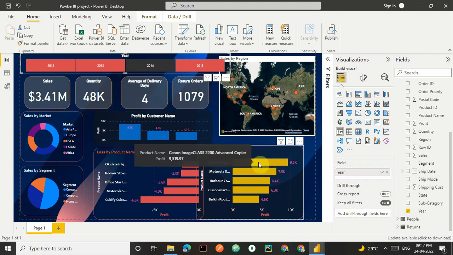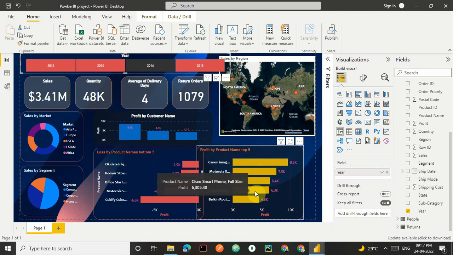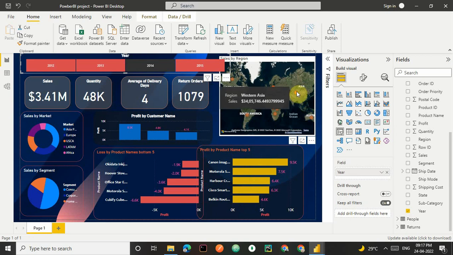Now by which product we get most of profit, like Motorola smartphone, Harvard, and this is the Cisco smartphone, and region wise sales, like this region is Western Asia, Australia, Africa, and this project is based on this data.